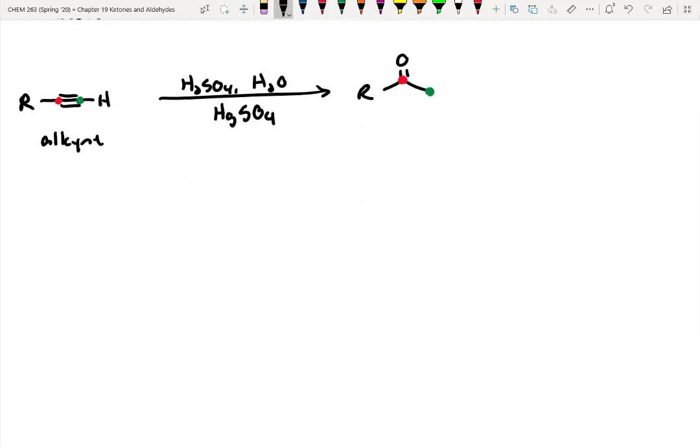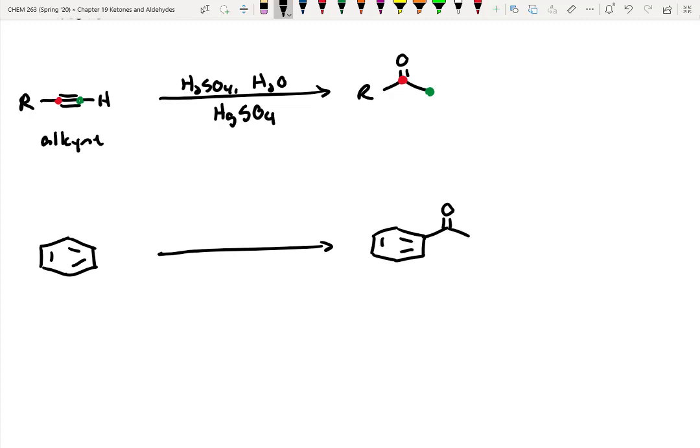There's one last one that we saw last term. And that's where we can go from benzene to something like acetophenone. And in order to do this, we do our Friedel-Crafts acylation reaction. And again, we need aluminum trichloride, and then we need this acid halide.